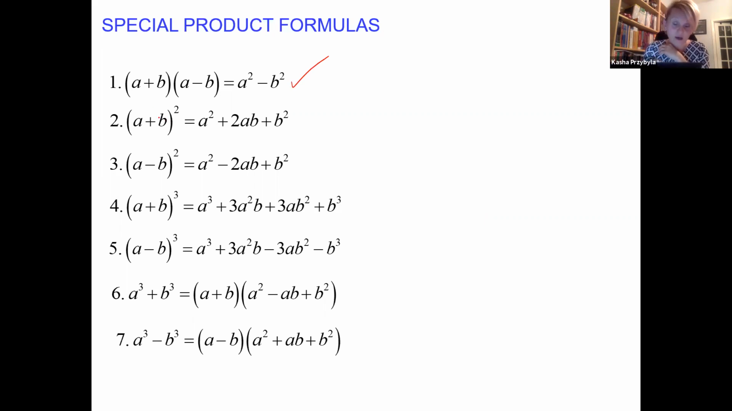Sometimes we have to expand the form, or from the expanded form we have to write it as a perfect square, the completed square of the addition or subtraction. Also, we have to be able to expand the cubic expression, addition and subtraction. That means please make sure that you remember these formulas.